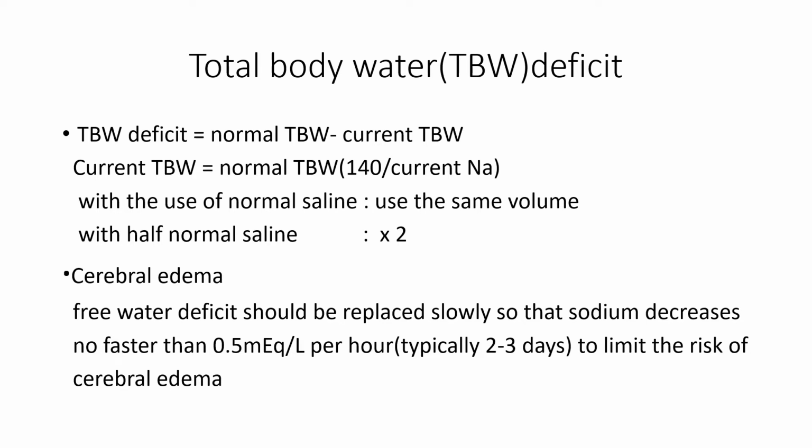Now, how to calculate the total body water deficit? Total body water deficit equals the normal total body water minus current total body water. So we have to calculate current total body water. Current total body water equals normal total body water times 140 divided by the current sodium. With the use of normal saline, use the same volume. With half normal saline, use double the volume.